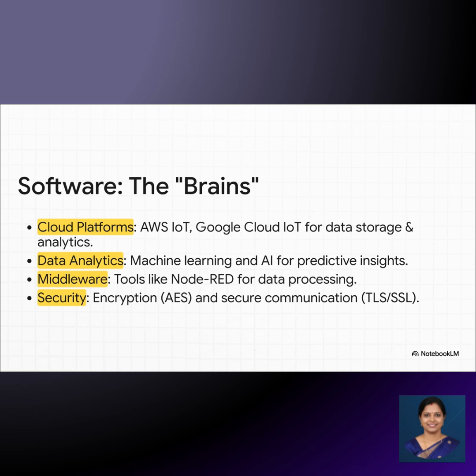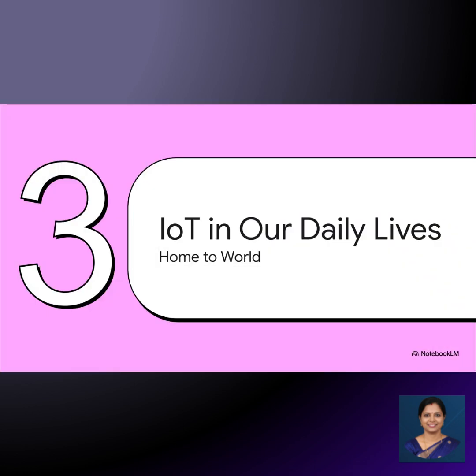But with all this information flying around, security is, and I can't stress this enough, absolutely critical. That's why strong encryption is baked into every single layer, to keep the data and the devices safe from bad actors. So we have the hardware senses, the communication messengers, and the software brains.